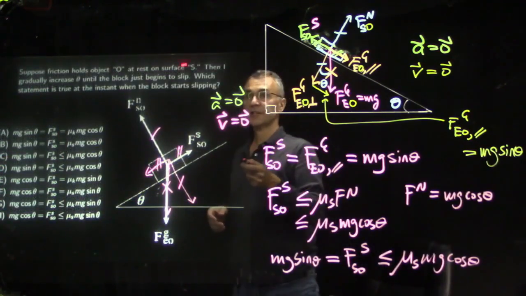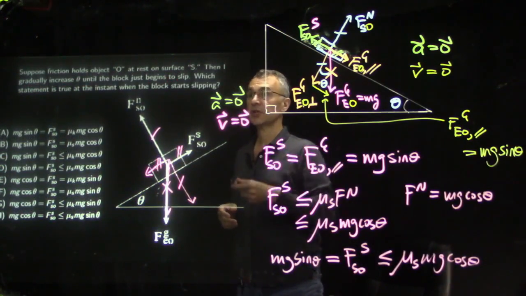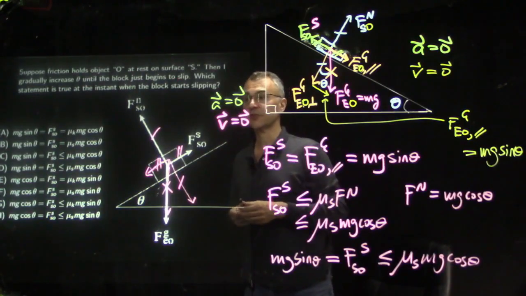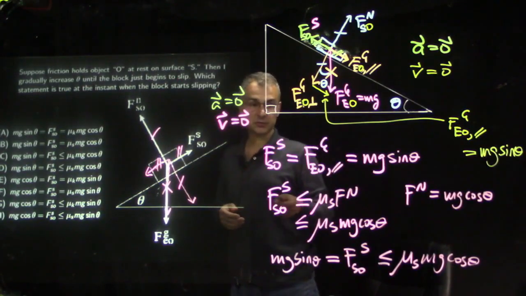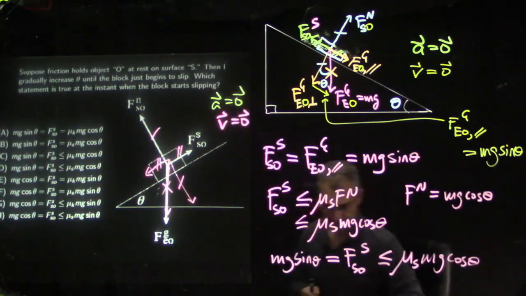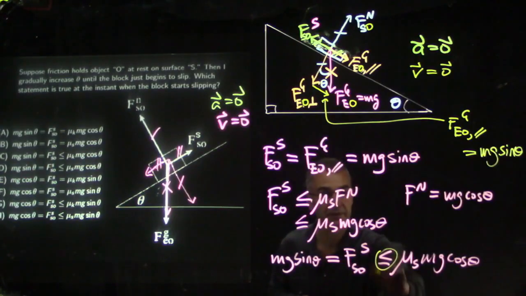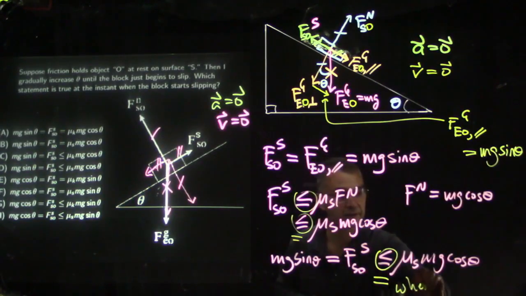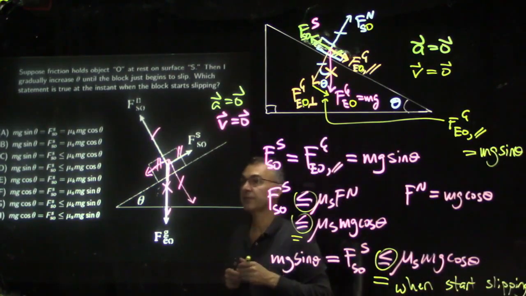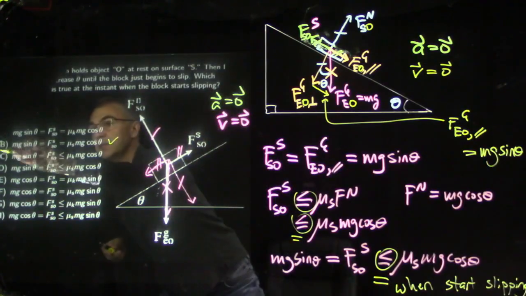Suppose friction holds the object at rest on the surface, then I gradually increase theta until the block just begins to slip. Which statement is true at the instant when the block starts slipping? So then this less than or equal for static friction becomes an equal sign. So this becomes an equal sign when we start slipping. So the one with an equal sign, it's this one, B, bravo.